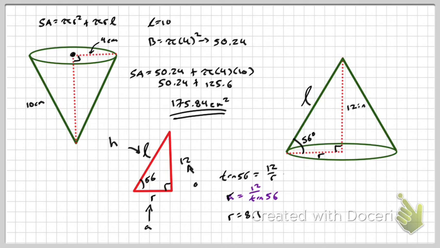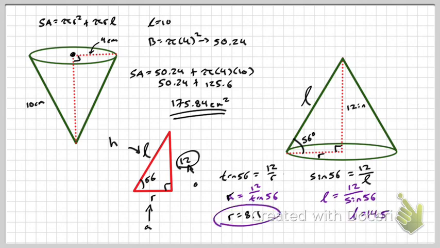Okay, and then to find my slant height, I'm using the opposite and the hypotenuse, so that's sine. So the sine of 56 equals opposite over hypotenuse. Once again, those are going to have to exchange, so L equals 12 over sine 56. So 12 divided by sine 56, that's 14.5. Okay, so my slant height's 14.5, my radius is 8.1. That allows me to find all the missing information that I need.